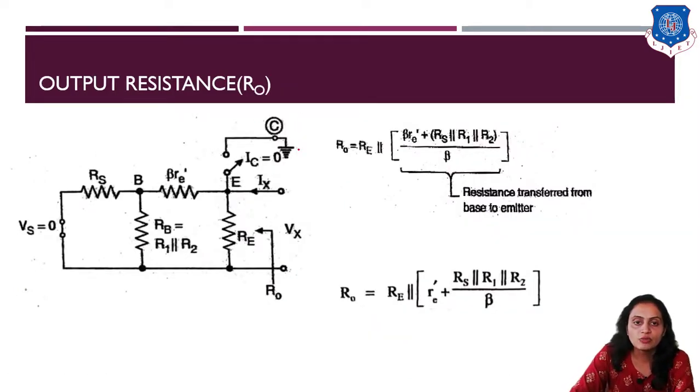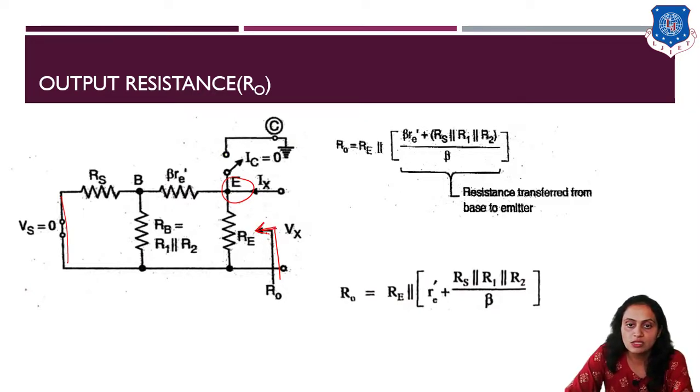Next we will see the output resistance. For finding the output resistance we have shown this emitter terminal and the resistance looking into the output terminal with the input short circuited. So the voltage source is short circuited, and the current source has to be open circuited. Whatever resistance is seen from this to this output terminal is RO. So that will be just like this.